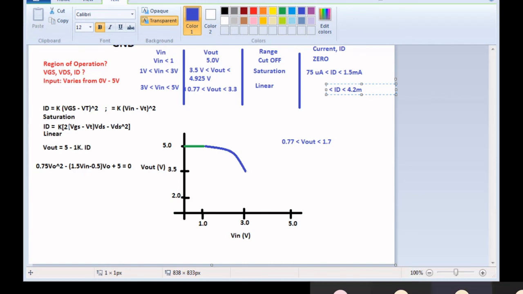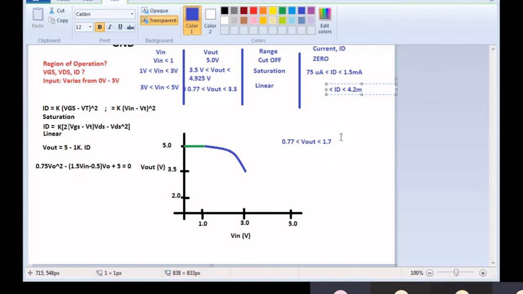What is the current range we are getting? I didn't calculate the current. I'll have to calculate. Actually, I want to add here. Tell me.